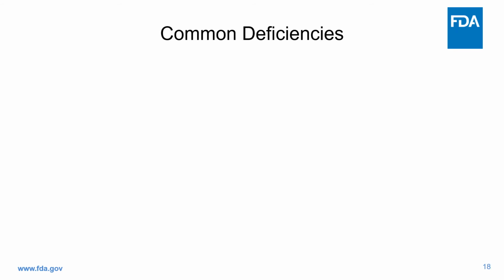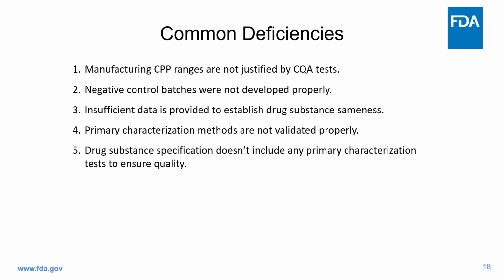Here are some common deficiencies that we observed in assessing the oligosaccharide API applications. First, the manufacturing critical process parameter ranges are not justified by the critical quality attribute test. Second, the negative control batches were not developed properly, and many times the negative control batches do not cover all the CPP ranges that are identified.